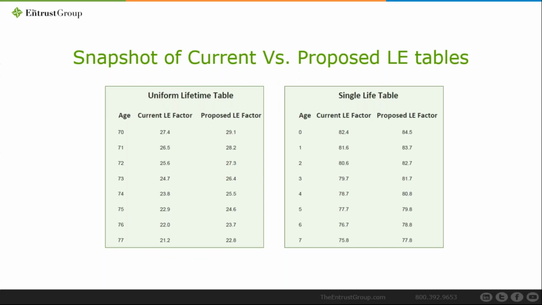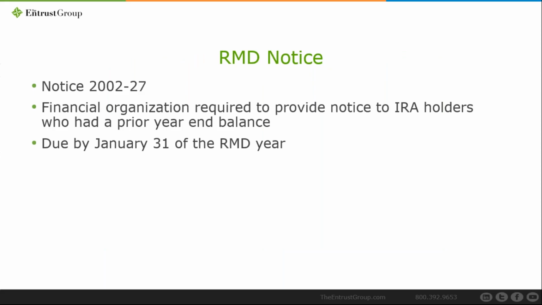What you will find is that the life expectancy factor under the new table will give generally another year or two added on to the current life expectancy factor to calculate RMDs moving forward. In other words, it's going to further reduce the required minimum distribution because, of course, people are living longer. So therefore, the minimum amount can be reduced by the additional increase in the life expectancy factor.